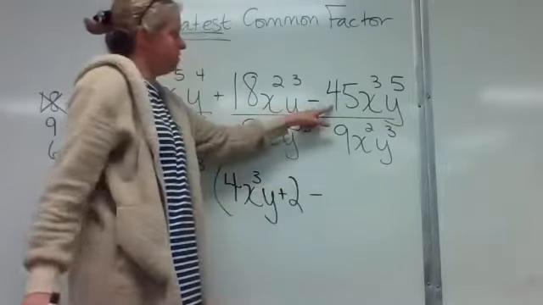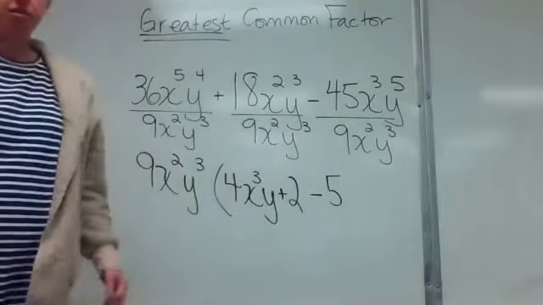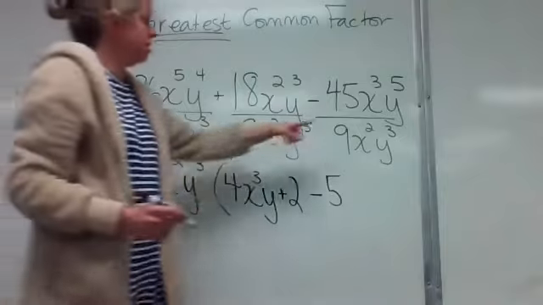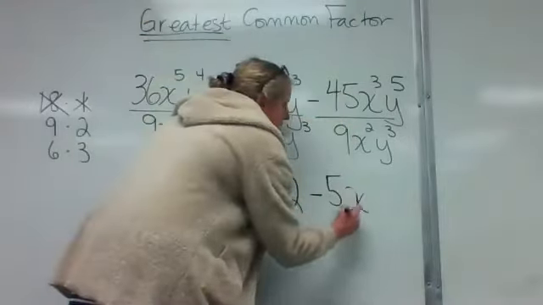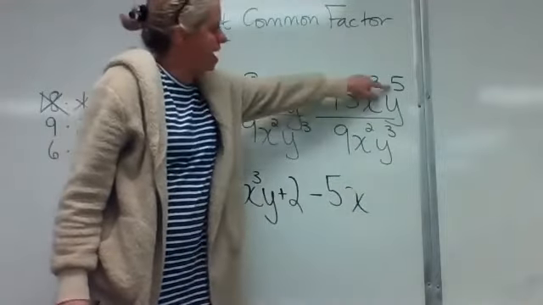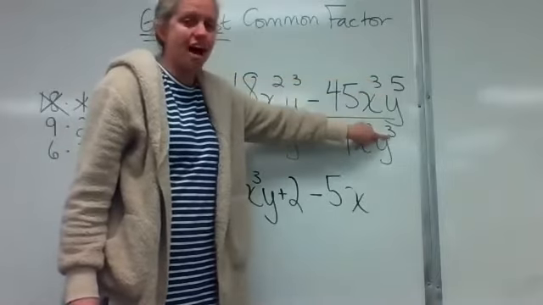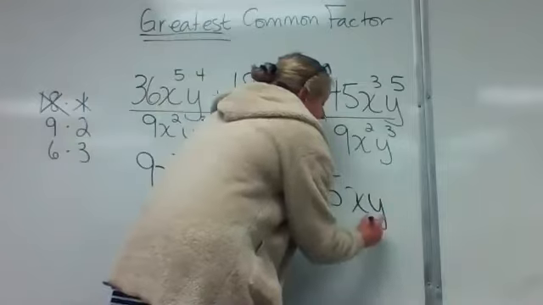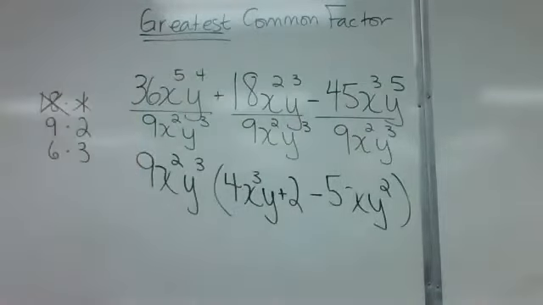Minus 45 divided by 9 gives me 5. I had x to the 3rd, but I pulled out x squared, so I still have x. My y's, I had y to the 5th, but I pulled out y to the 3rd, which means if I subtract those exponents, I still have y squared left.